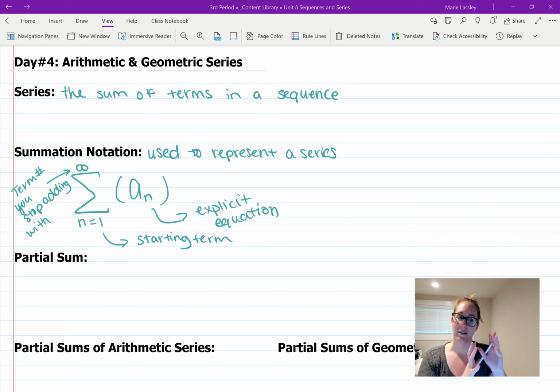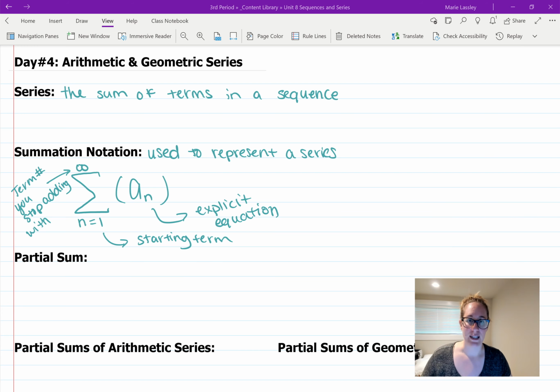And then inside the parentheses, that's your explicit equation. That's it. So that is what we call summation notation. The reason we use this is because there's a lot of variables in there, right? So you need an explicit equation, you need your starting point, and you need your stopping point. There really isn't just a straight way to write this.